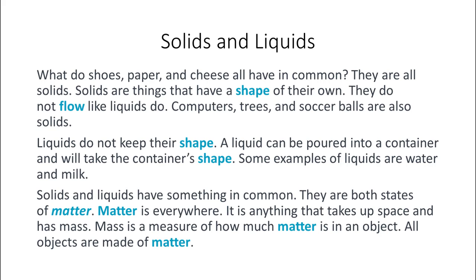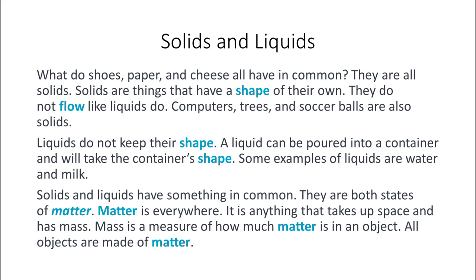Computers, trees, and soccer balls are also solids. Liquids do not keep their shape. A liquid can be poured into a container and will take the container's shape. Some examples of a liquid are water and milk. Solids and liquids have something in common. They are both states of matter. Matter is everywhere. It is anything that takes up space and has mass. Mass is a measure of how much matter is in an object. All objects are made of matter.